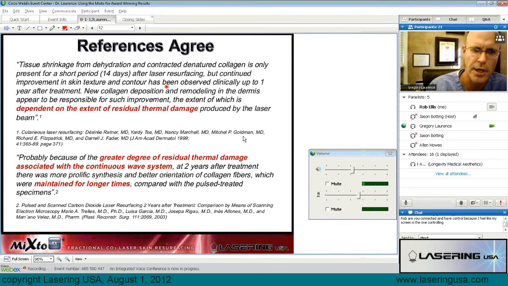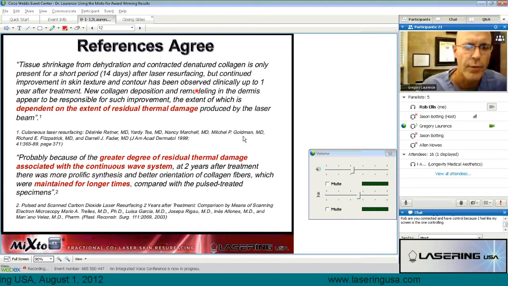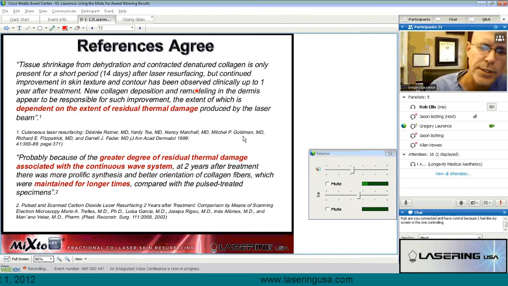In my experience, we get results that nobody else in our geographic region has ever even gotten close to. And we've been performing fractional CO2 therapy for about 3 years, and we've been using Mixto technology for close to 2 years.